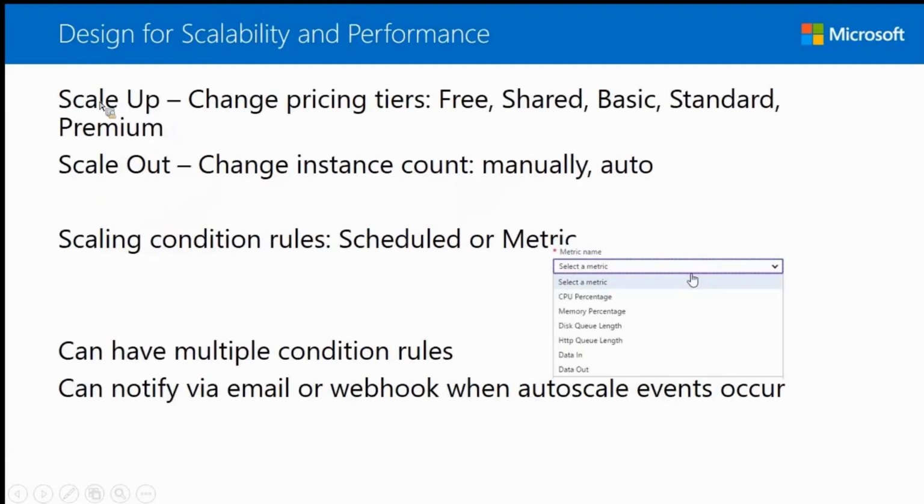The same goes for scalability and performance. You can scale up. This is changing the pricing tier. Maybe you start with the free tier, but you can change it to shared, basic, standard, or even premium if you want more resources or more power for your web application. Scale out means changing the instance count. By default, you create just a single instance, but you can manually increase it up to 10, or up to the maximum allowable instance count depending on the pricing tier that you select.